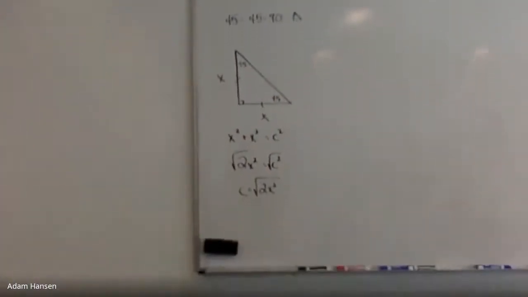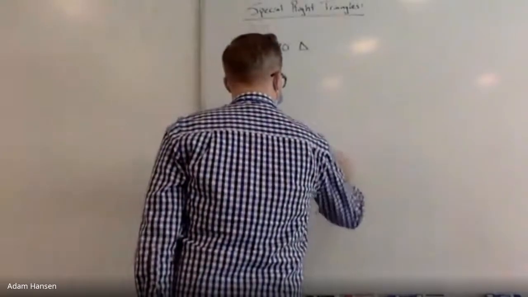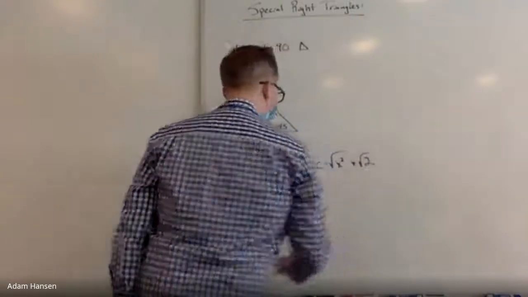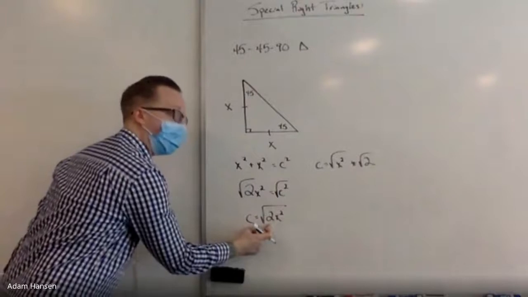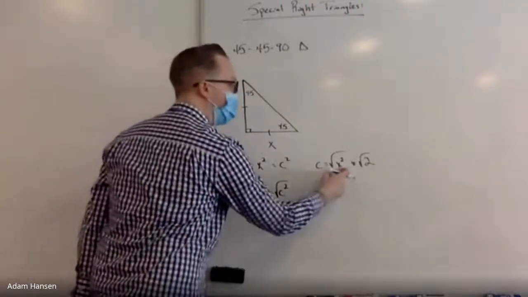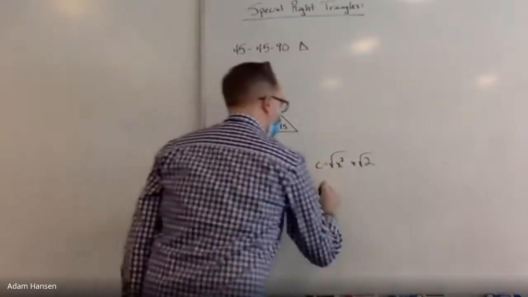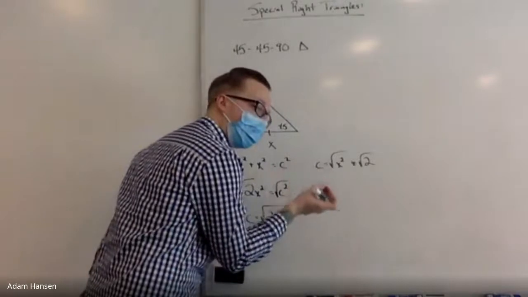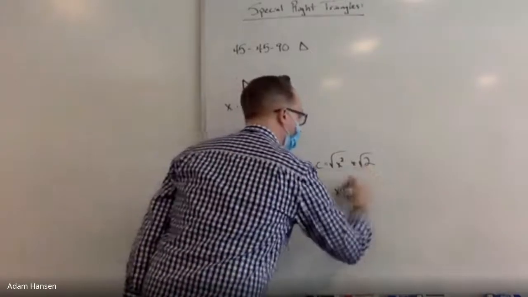Let's see if we can simplify that. The square root of 2x squared is the square root of x squared times the square root of 2. I'm just going to separate those out as two different radicals. What is the square root of x squared? It's x times x, so the square root of x squared is just x. The square root of 2 can't be simplified.